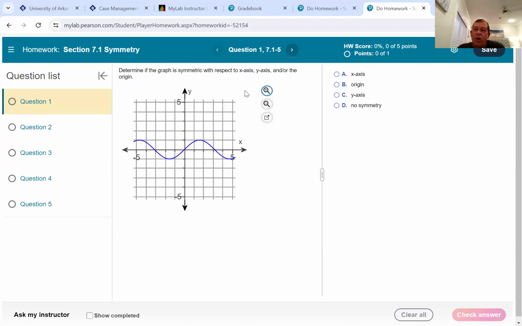And I'm going to make that larger. So y'all should be seeing my number 1 now. It says, determine if this graph is symmetric with respect to the x-axis, the y-axis, or the origin.